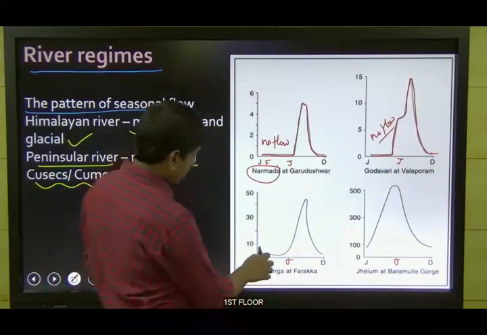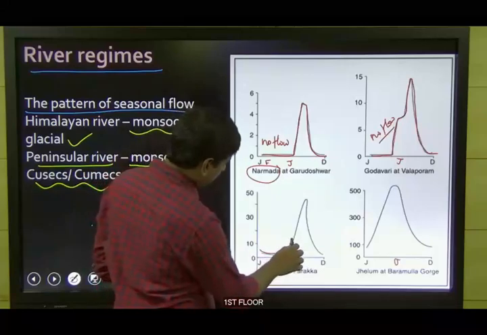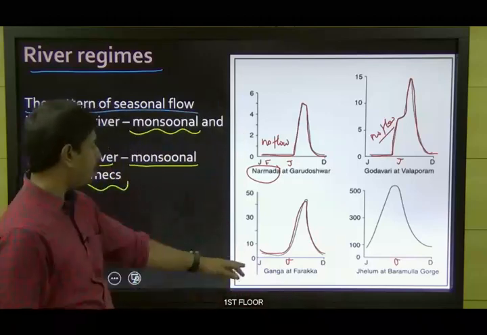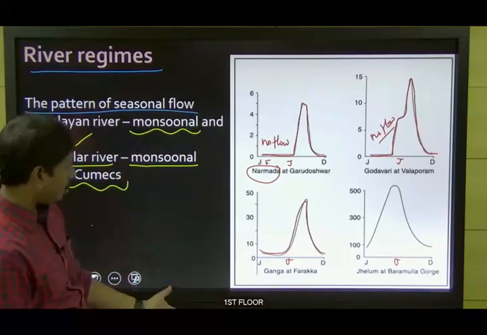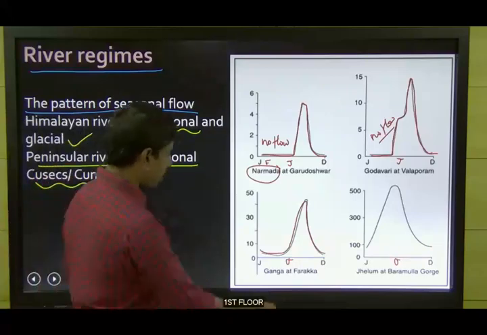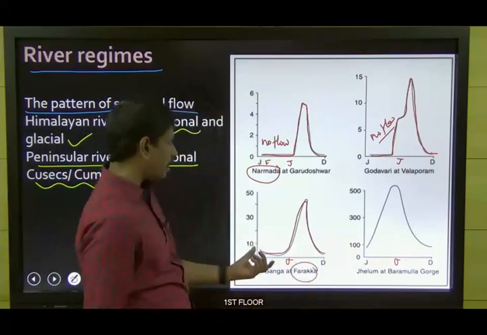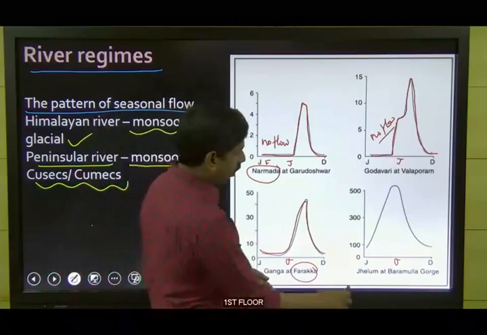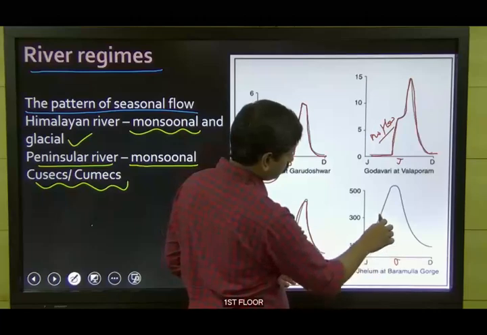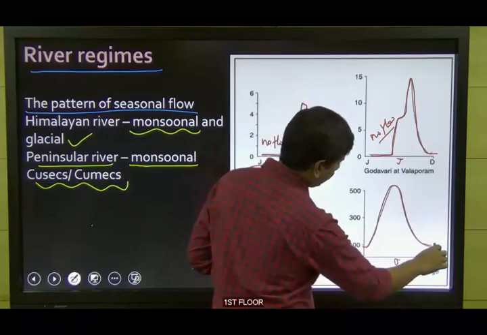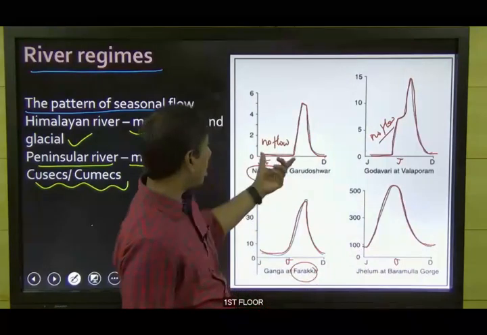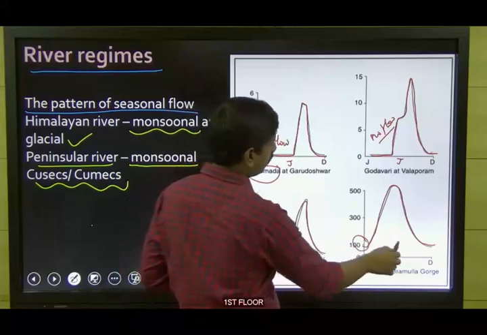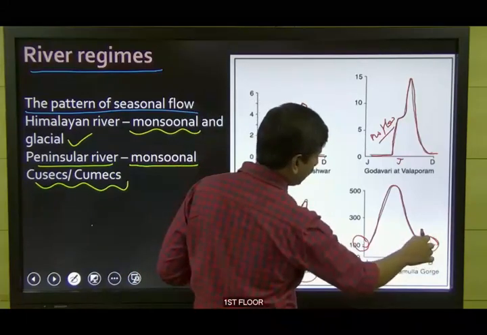But see the Ganga, relatively it is having flow throughout the year at Farakka barrage. But Ganges is also showing some alignment with the monsoon. Okay, but see here Jhelum. Throughout the year, here also some dip is there, but not like Narmada and Godavari. Throughout the year, some flow is maintained and the lean flow time is very less.